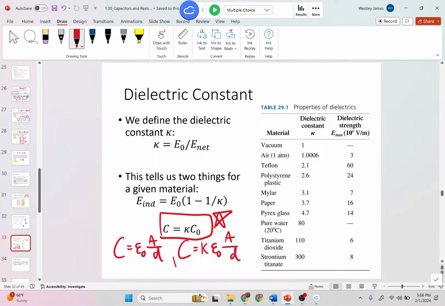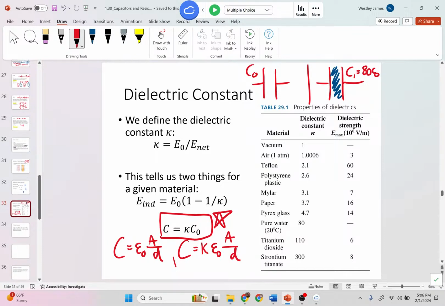So for example, if I have a capacitor with nothing between it, absolutely nothing, this is kind of two plates, it will have a capacitance of C equals epsilon naught A over D. If I put pure water between it, so here was nothing, here was that. This one, my new capacitance will be 80 times my original, because the water's dielectric constant was 80. Alright. And again, that's as far as we're going to go with this whole dielectric constant thing.